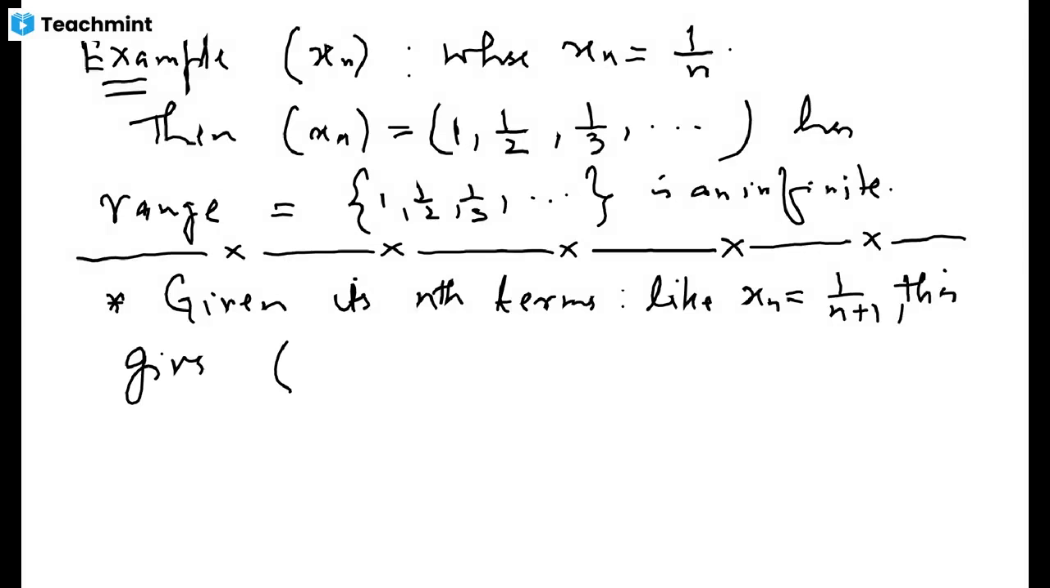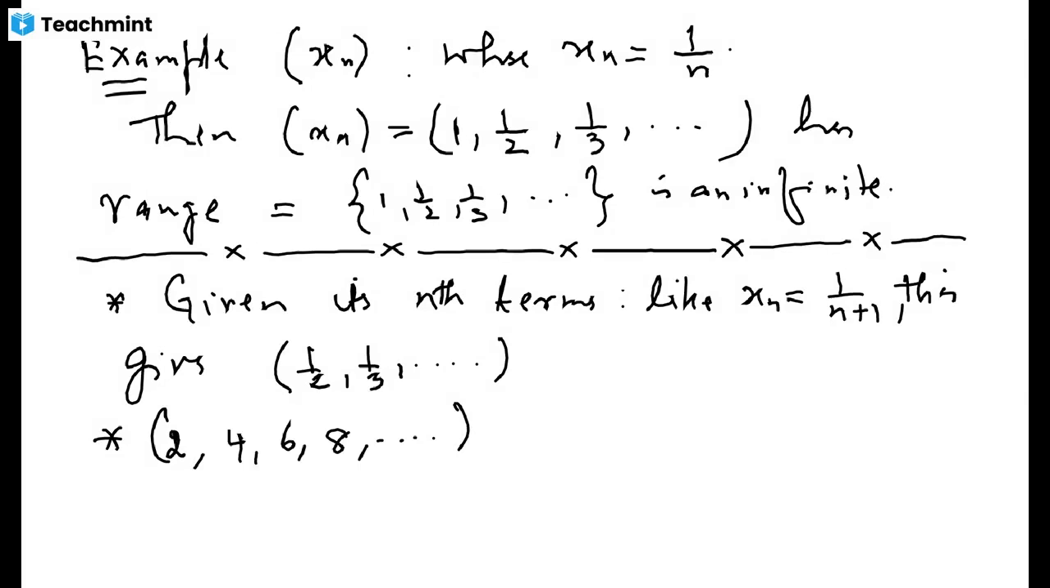The first term will be 1 by 2, then it will be 1 by 3. So in this way... And the other way you get the sequence, maybe you define the sequence starting from its terms. For example, you start with 2, you might start with 4, you might start with 6, and after 3 or 4 or 5 terms, you might get to know what is the pattern of the sequence.